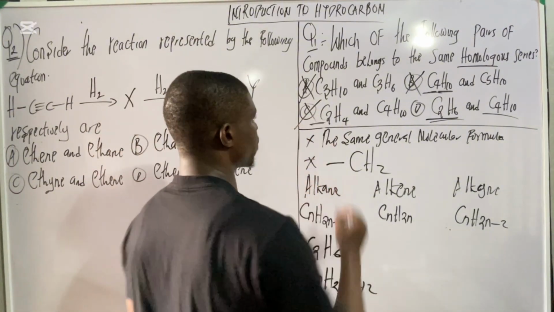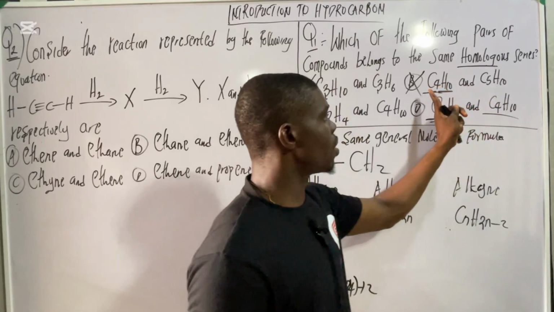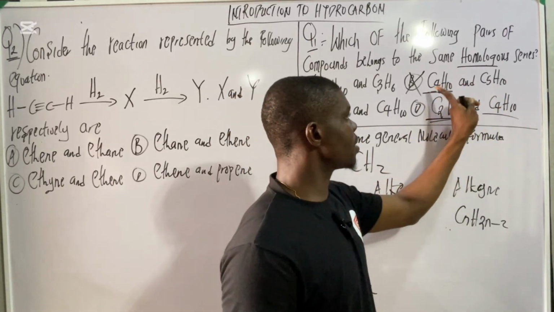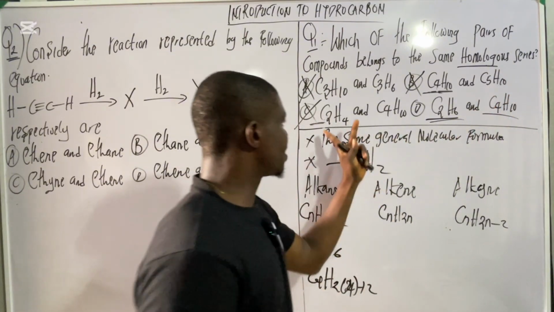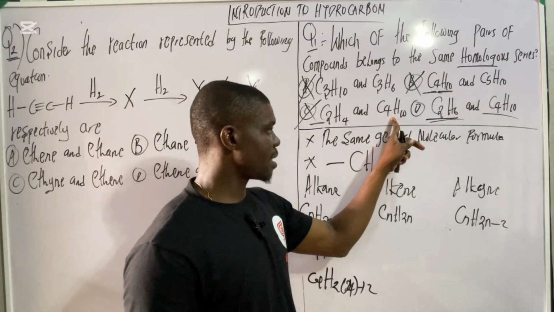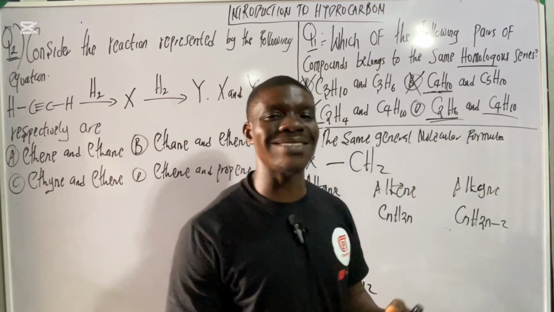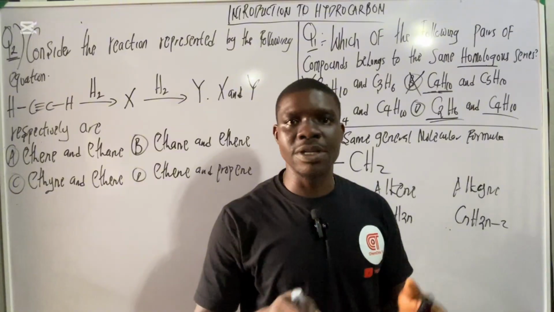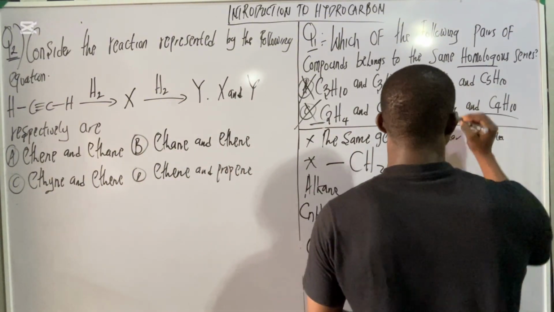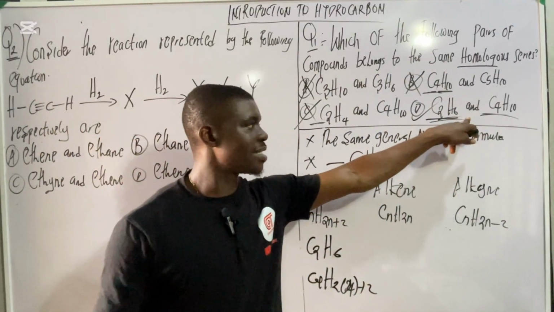So this is not the answer, because these two do not belong to the same series. This one is alkane, so it's an alkene, and does not belong to the same series here. This one is alkene, and that one is alkane. But these two belong to the same series. They are alkane and alkane, because they have the same general molecular formula. So these two are the pair. This is the answer.